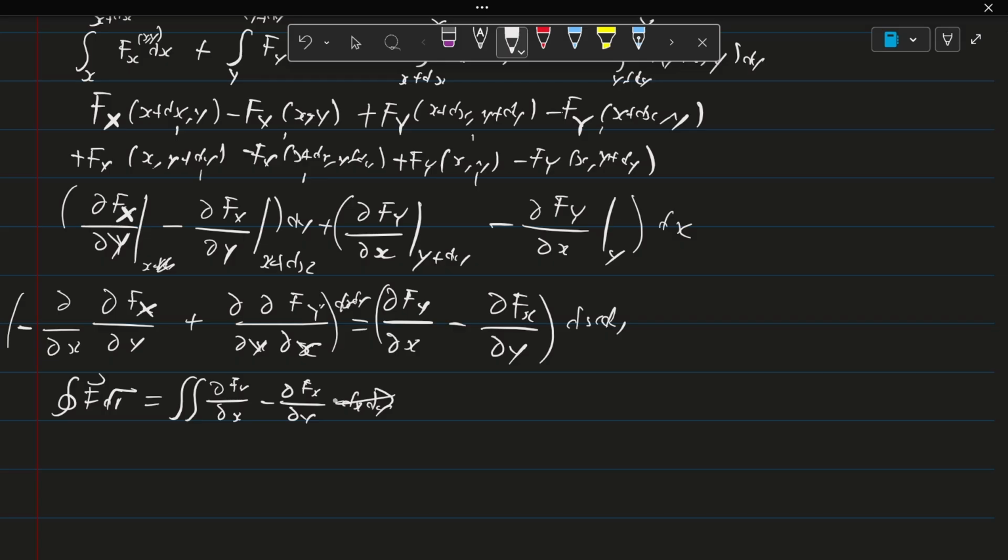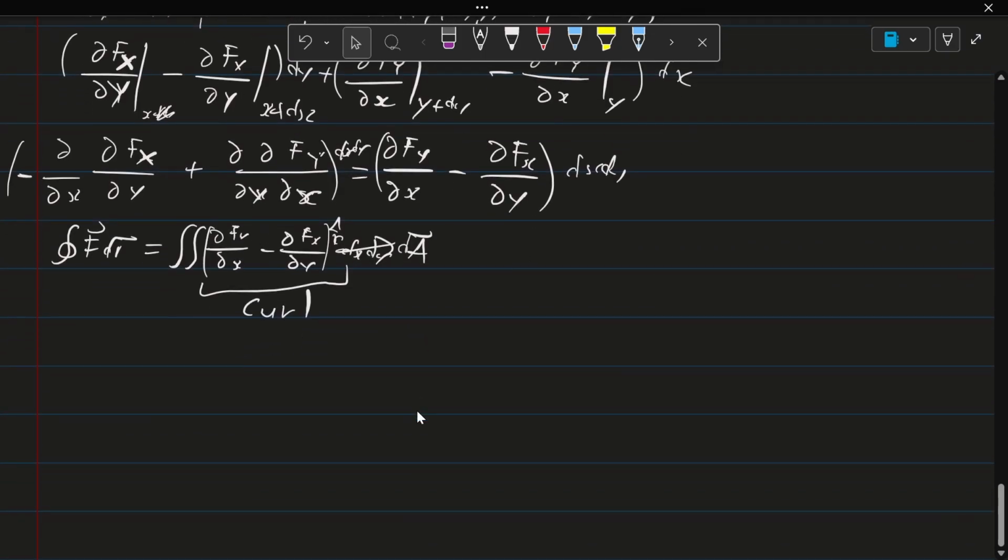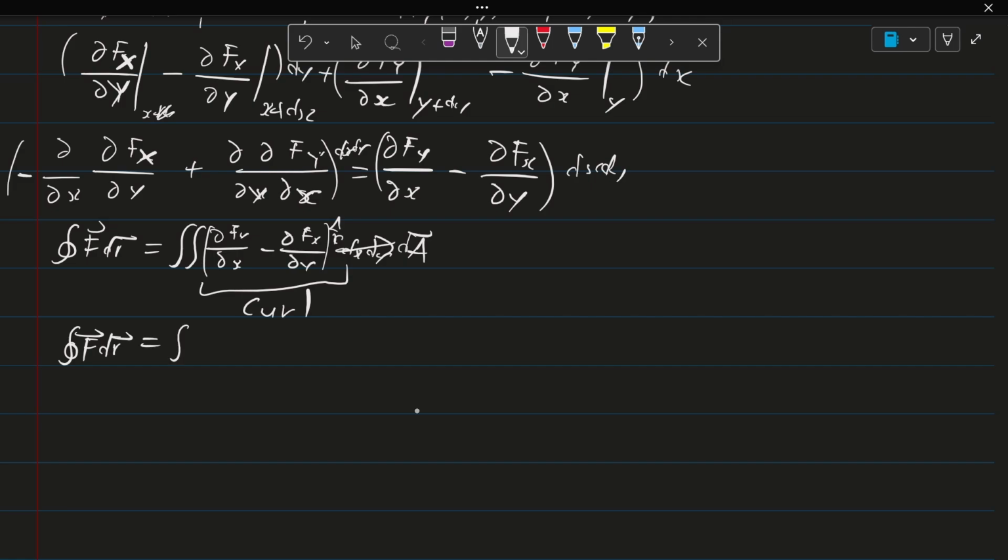Or you could denote this as just the A vector, and this guy to be at the k hat vector. And this thing here is what we call the curl. So if you later just generalize this into a much bigger, if you are doing this within 3 dimensions, it could be written as the integral of f vector dr vector to be equal to the double integral of the curl, which is written as this, dA vector.